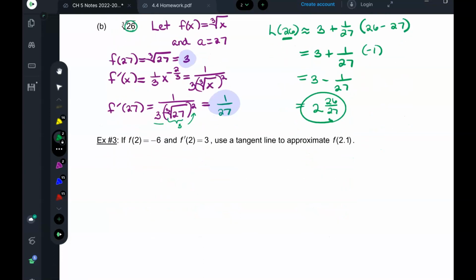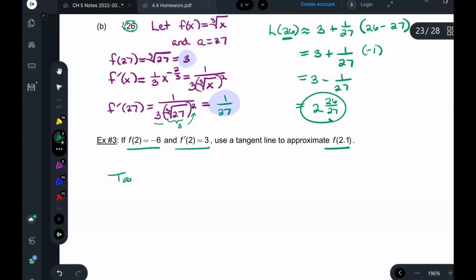Okay, last one, example number 3. Okay, so we have f of 2 equals -6 and f prime of 2 equals 3. Use a tangent line to approximate f of 2.1. Okay, so what do we need? This has all the information in order to write our tangent line, right? So what is our tangent line?